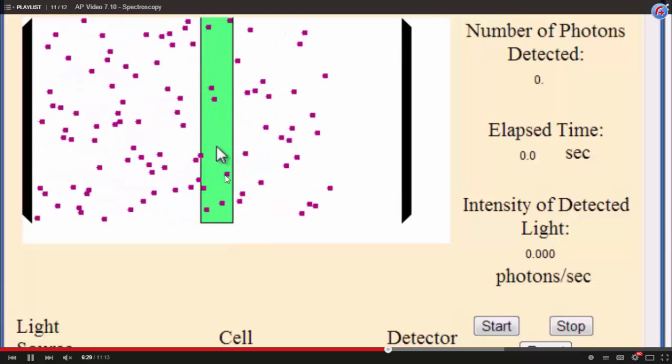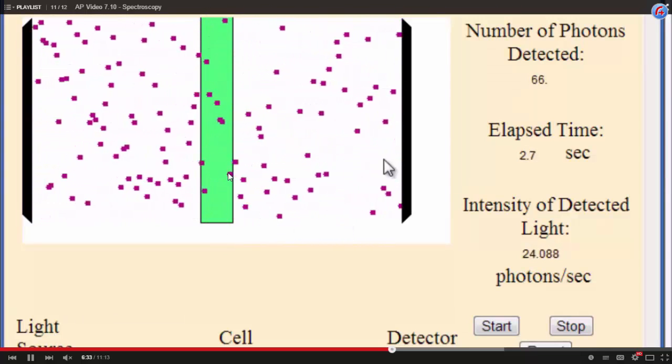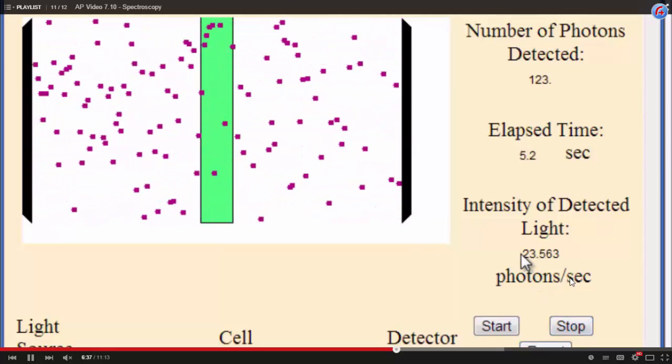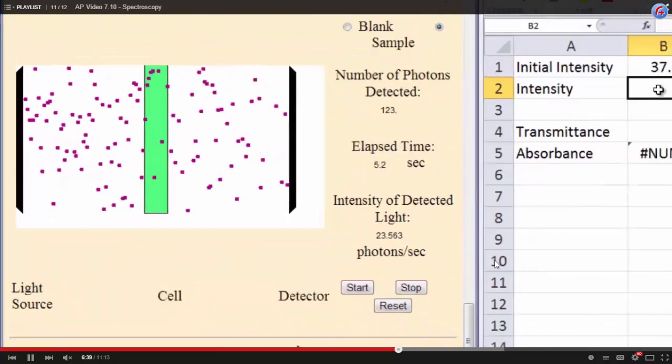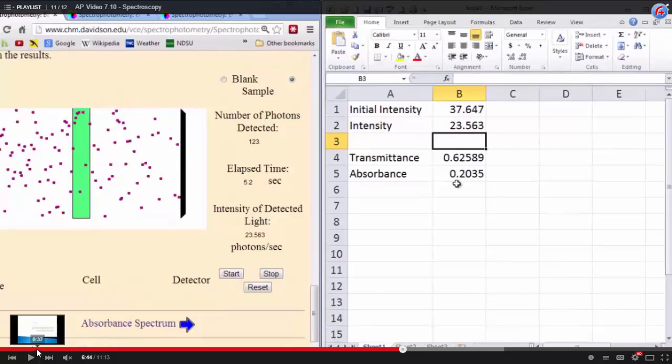Now we can do a sample, and you can see that some of these purple dots are actually disappearing as they go through here. And notice, therefore, there should be fewer photons hitting here, and now there's about 23 photons per second hitting. Okay, let me pause this for a second. So basically, now that there are fewer photons hitting per second, the intensity went down because the sample is absorbing some of those photons. So spectroscopy basically looks at what happens to the intensity of light as it goes through.